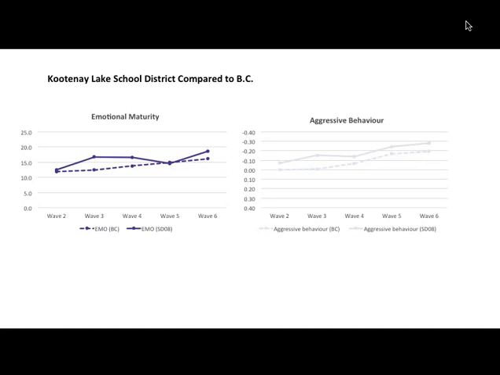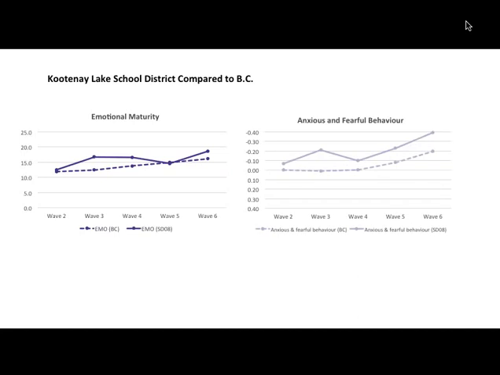Look at aggressive behavior. I hope that shows up. It's pretty light. It's a similar thing. In Kootenay Lake, the scores are worse than in the whole province. Something like a 0.1 difference, just to let you know, is a good rule of thumb to see where a difference is meaningful or not for big places like school districts. And you see it's rising for aggressive behavior as well, just like it is in the province.